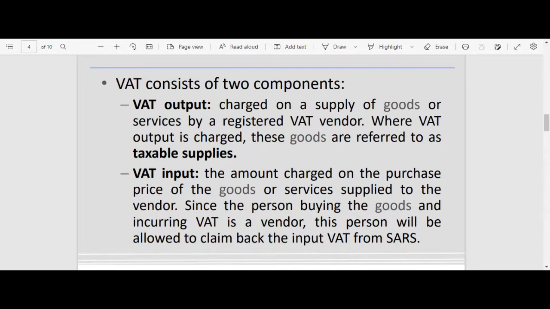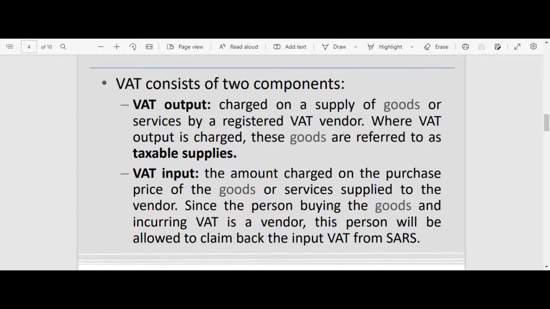We have to separate the exclusive amount, the amount that the supplier is not going to pay over to the revenue service, and the VAT input that our supplier will be paying over to the revenue service. So my question was, why is it important for us to separate the exclusive amount from the VAT input? Why is it important for us to keep those two amounts separate? We briefly mentioned it a little bit earlier.